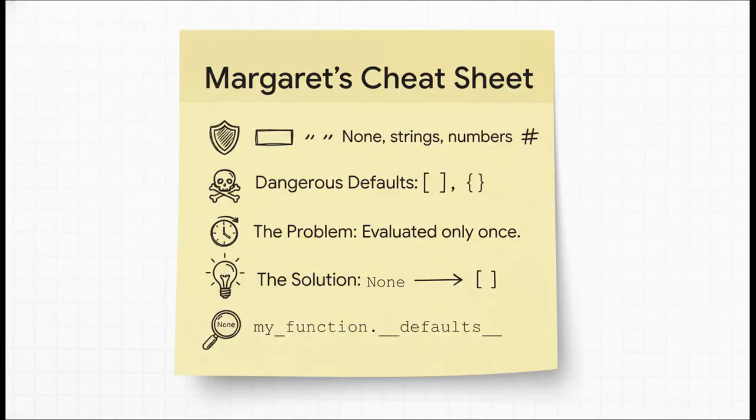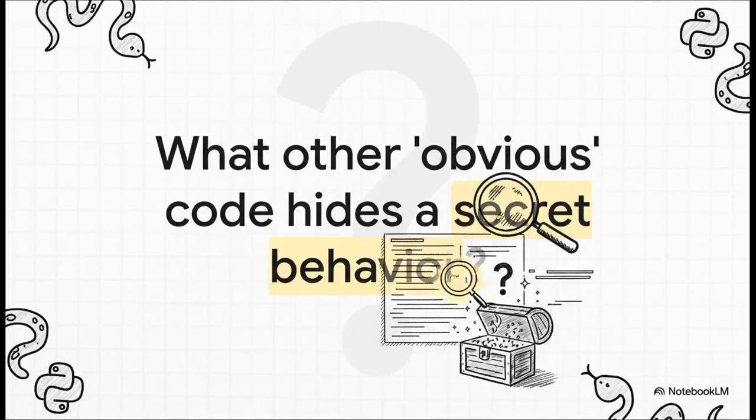So let's wrap this up with a quick cheat sheet to help you remember these rules. It just goes to show, knowing why things work is huge. It makes you wonder, what else is hiding in plain sight?